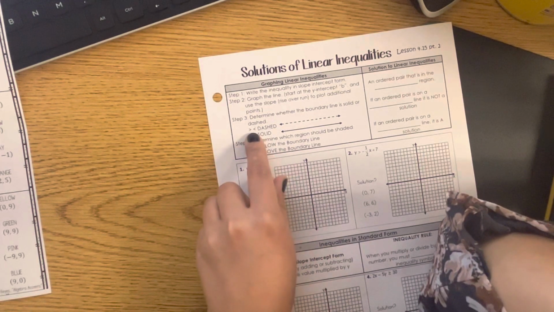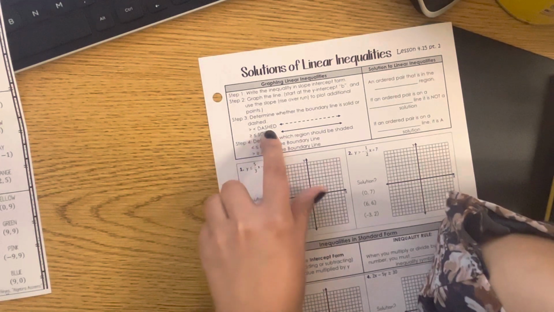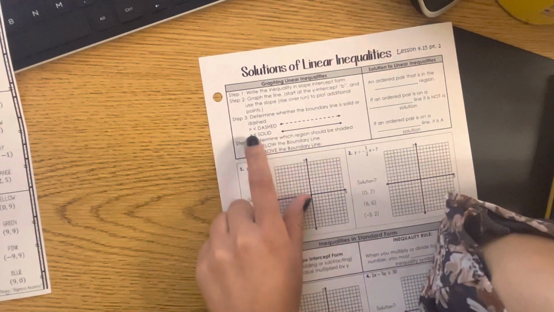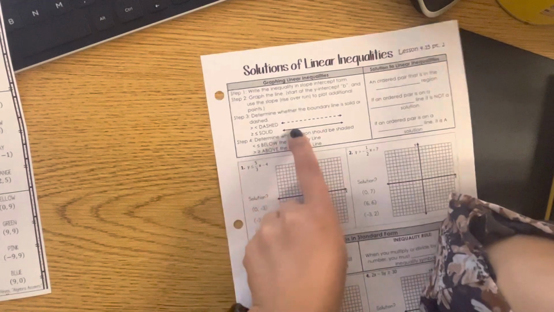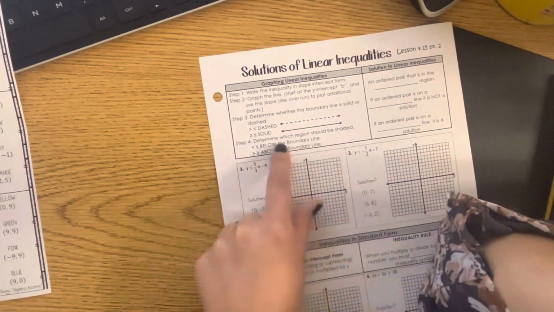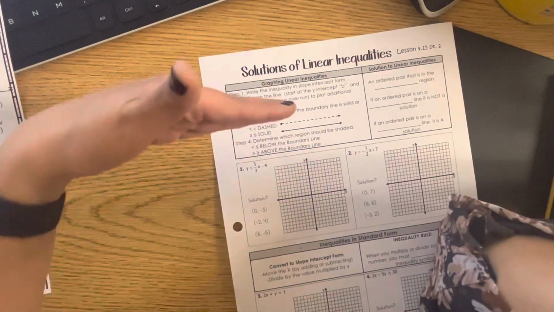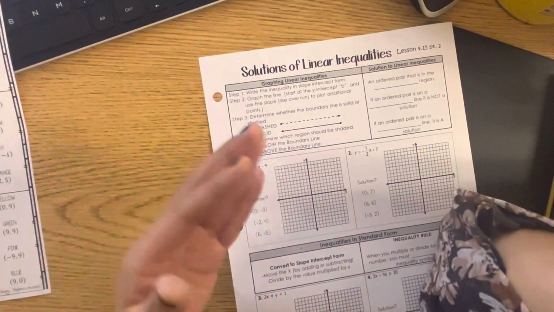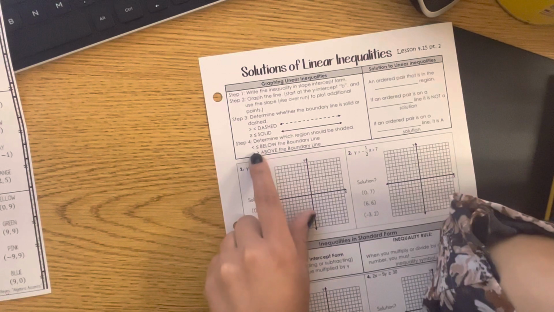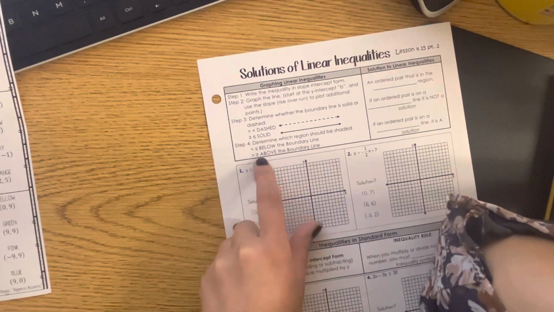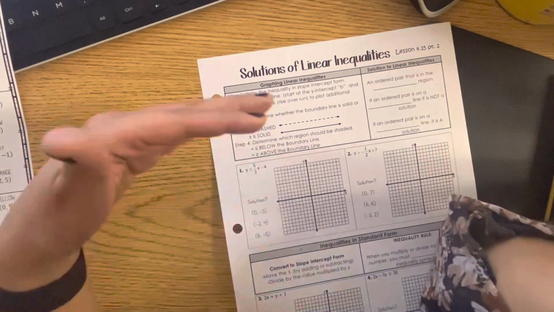So if it's greater than or less than symbol, we're going to use a dotted or dashed line like this. If it's greater than or equal to or less than or equal to, then we're going to use a solid line, completely blackened out, okay? That's important. But then we're going to talk about which direction we shade, okay? So again, if it's less than or equal to, we're going to shade below. If it's greater than or equal to, we're going to shade above, okay?